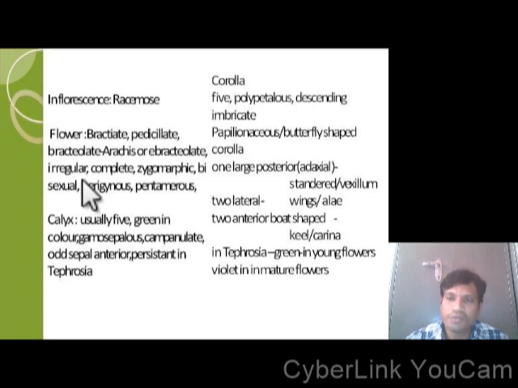And a zygomorphic flower is a flower that can be cut into equal halves in one plane only. If a flower can be cut into equal halves by any plane, it is an actinomorphic flower. But here the Papilionoideae flower is zygomorphic, where we can cut the flower into 2 equal halves by only one plane. And a bisexual flower, that is androecium and gynoecium are present, so it is a bisexual flower.